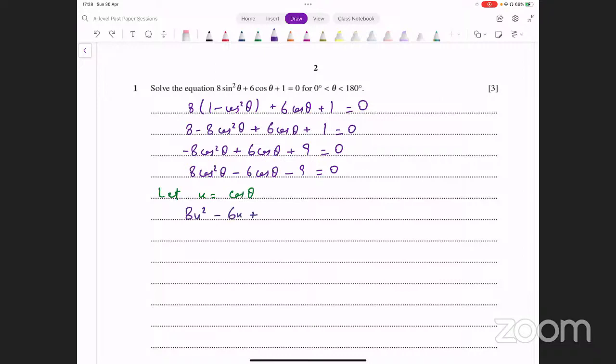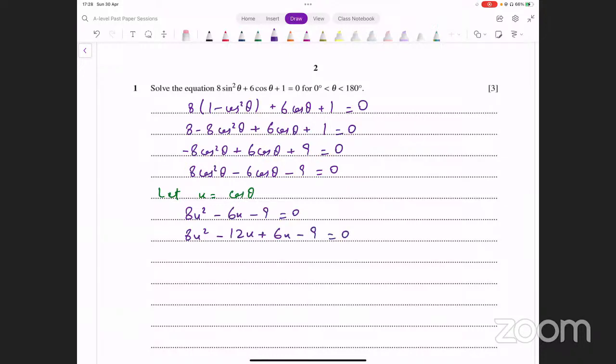equals 0. Now, can we factorize this? Let's think about this. 8 into 9 is 72. With the minus, we need factors of 72 that differ by 6, which are 12 and 6. Yeah, so we could use 12 and 6. So it becomes 8U squared minus 12U plus 6U minus 9 equals 0.